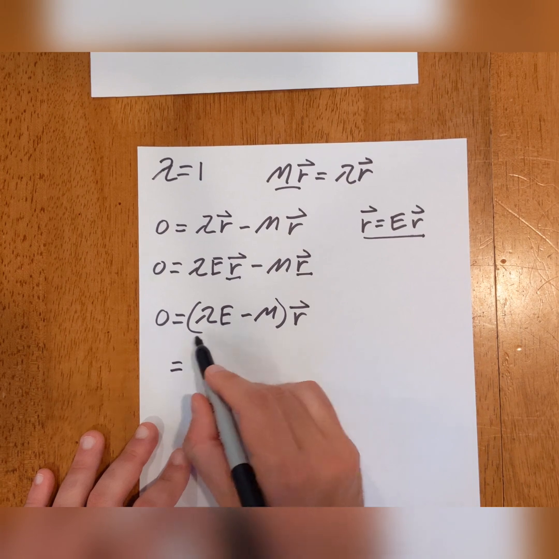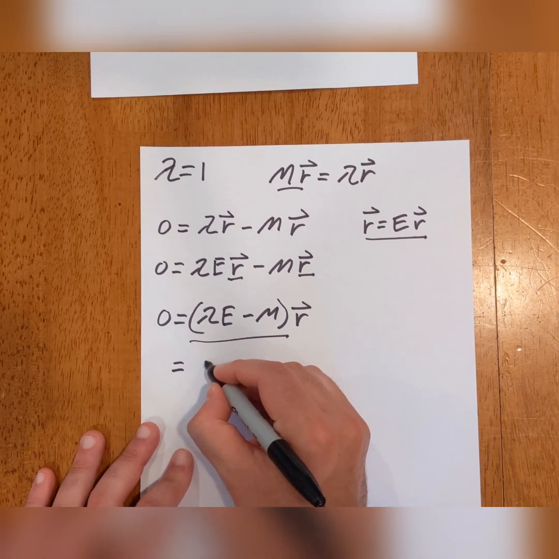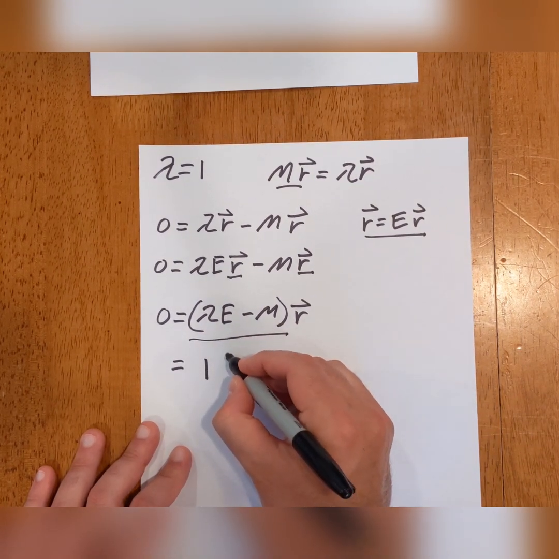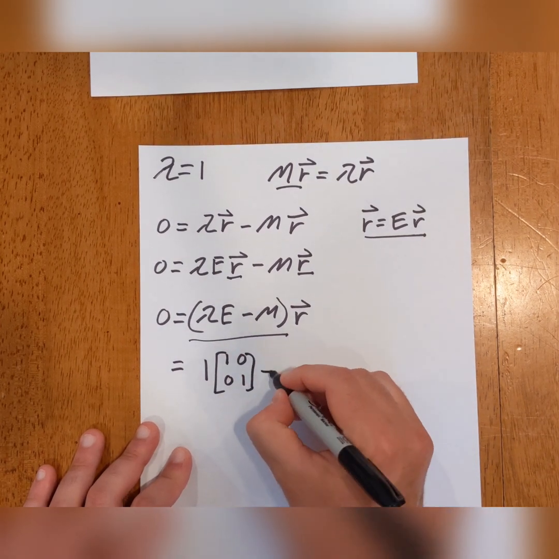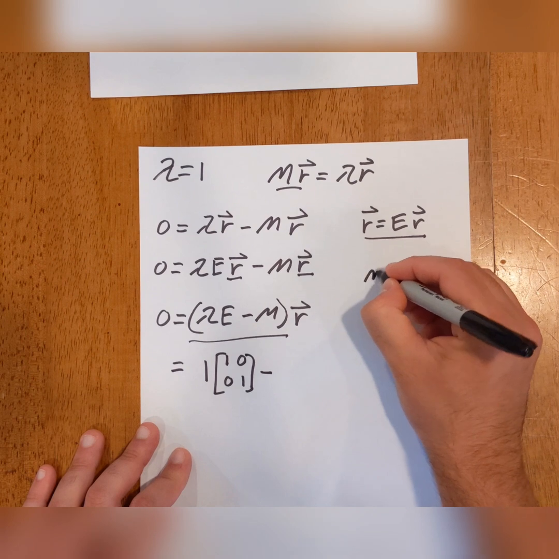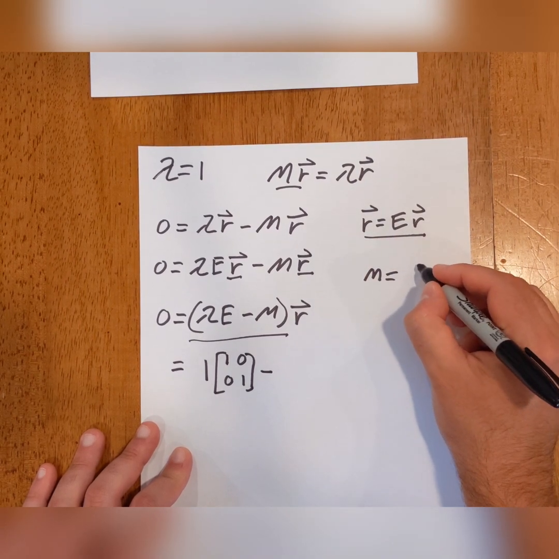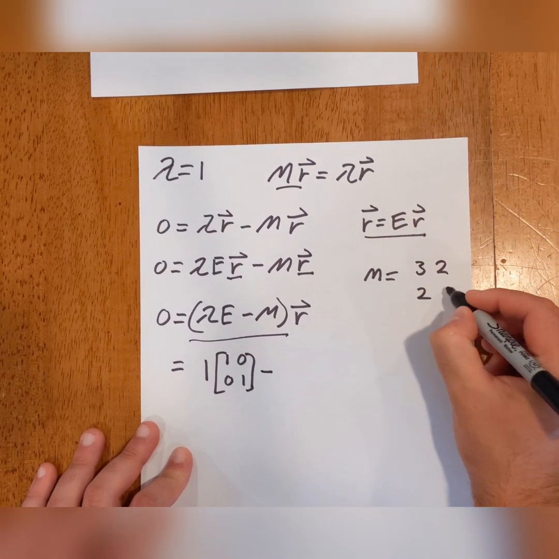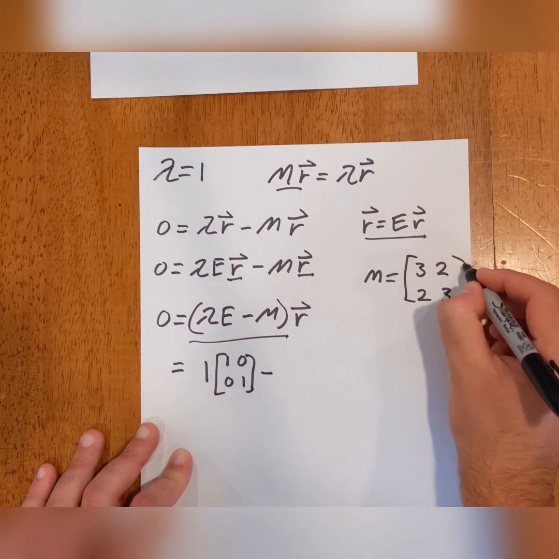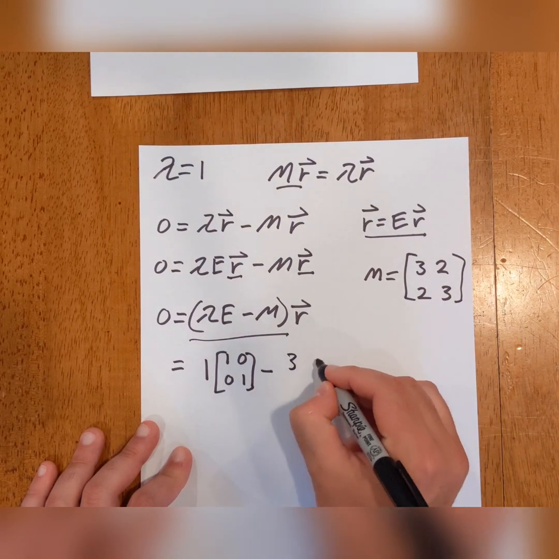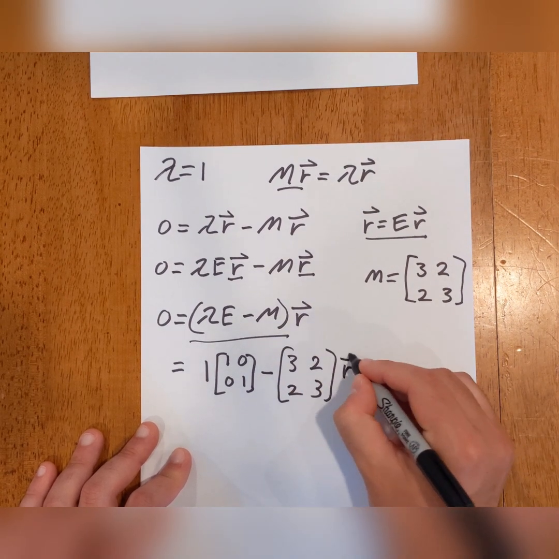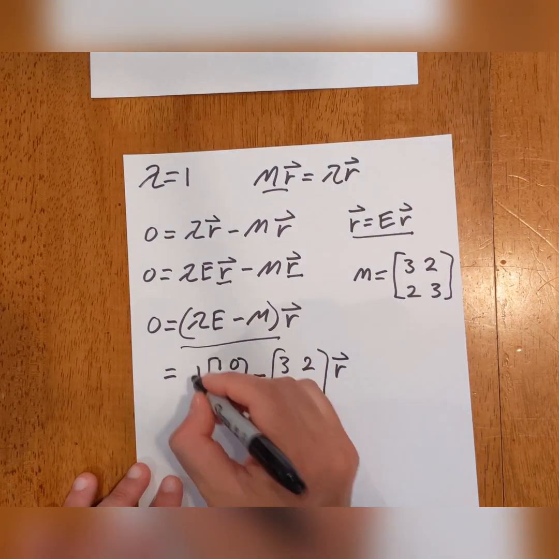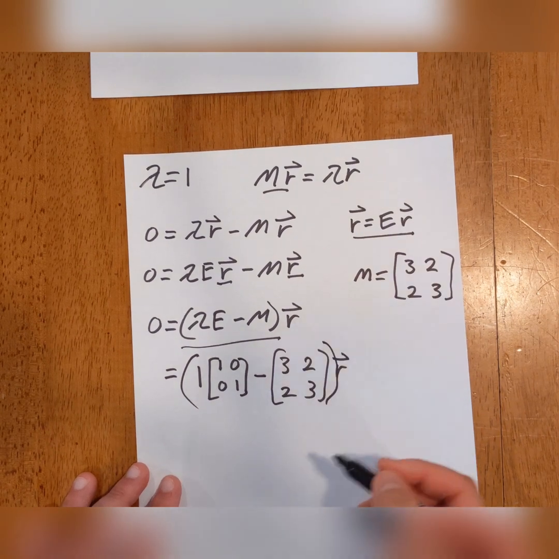So to simplify it, we could just use this equation here. Our lambda is equal to 1. Our unit matrix is going to be [1, 0; 0, 1], subtracted from the original matrix, which, as a reminder, is [3, 2; 2, 3], which then gives us our equation that we can now simplify.